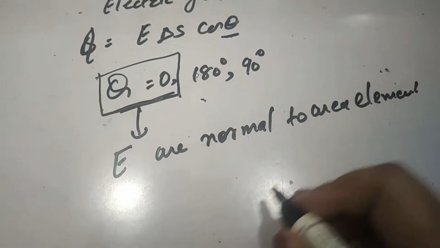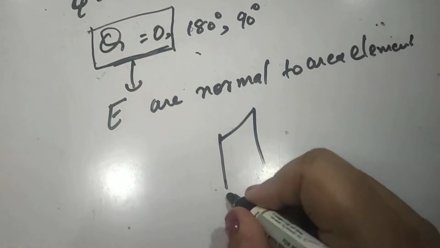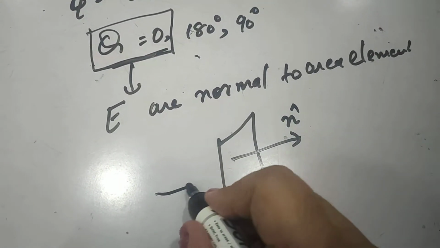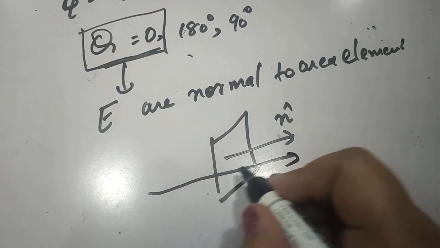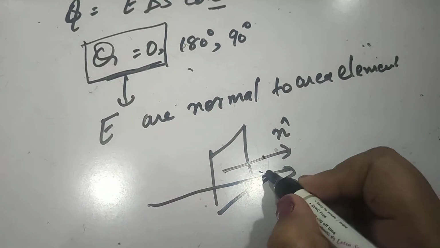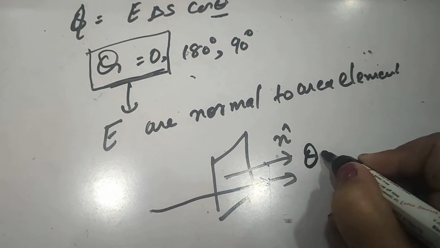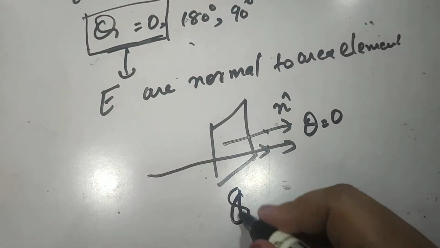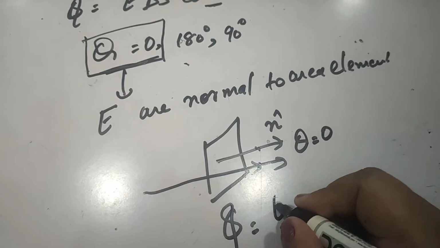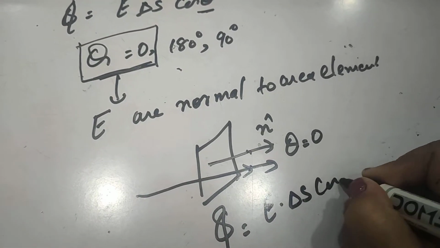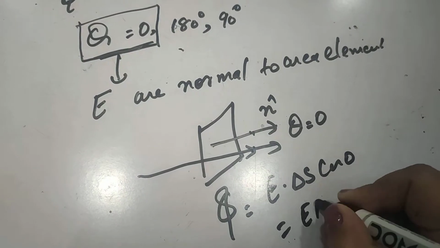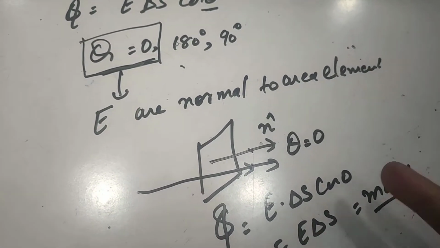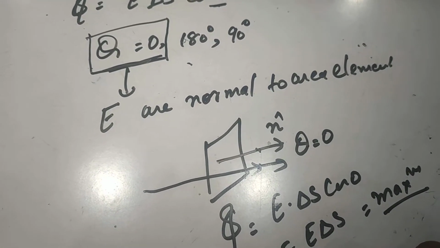Why is this? Let us understand this. Let us consider we are having this area and n cap is normal to it. Now if these field lines are passing normally to the surface, then you can see the angle theta between n and E is 0. In that case, flux phi is equal to E delta S cos 0 is equal to E delta S, which is the maximum value of flux or field lines which can pass through the surface.